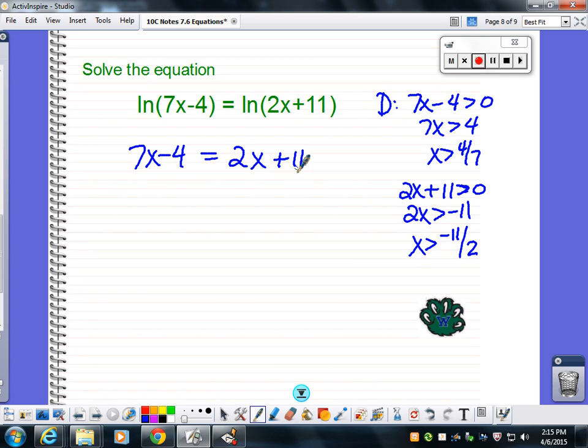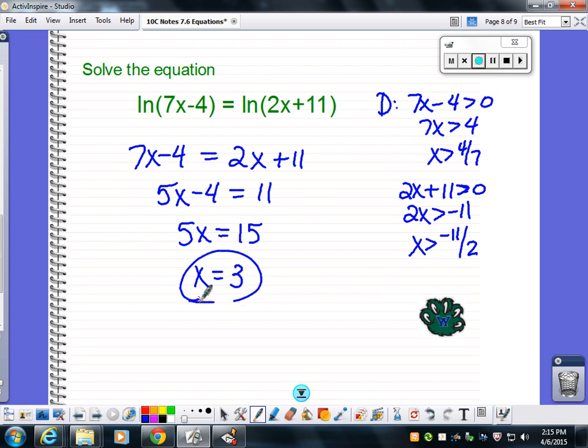So let's combine like terms. Subtract 2x, we get 5x minus 4 equals 11. We're going to add 4. 5x equals 15. Divide by 5, so x is equal to 3. Alright, let's check for extraneous. Do we meet both conditions? Is 3 greater than 4/7? Yes. If it's greater than 4/7, we know it's greater than negative 11/2. So that means this is okay, it's not extraneous, so our solution is 3.